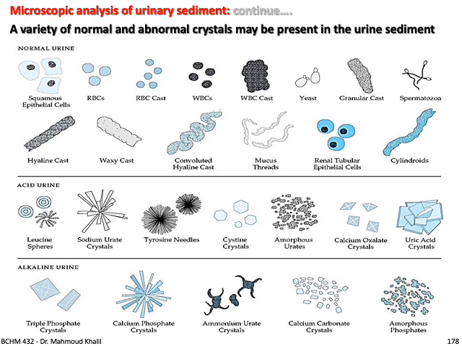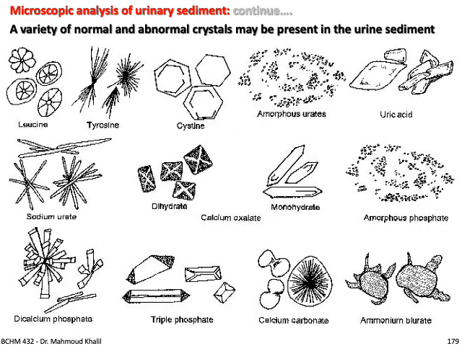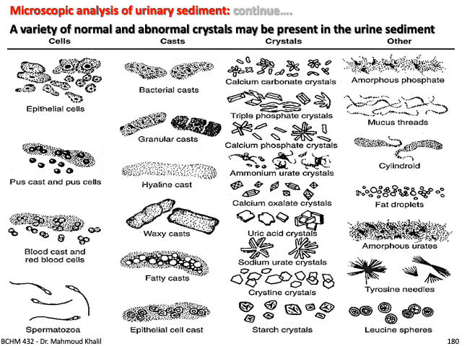This is a very good slide. You can see the difference between the names of all the crystals we have taken and their shapes, and this is a very important slide. As well, this is another slide. You can see the differences and the names of the different crystals. And with this one as well, you can differentiate between cells, casts, crystals, and others, with the name of each crystal. These kinds of collective or summary slides are very important.